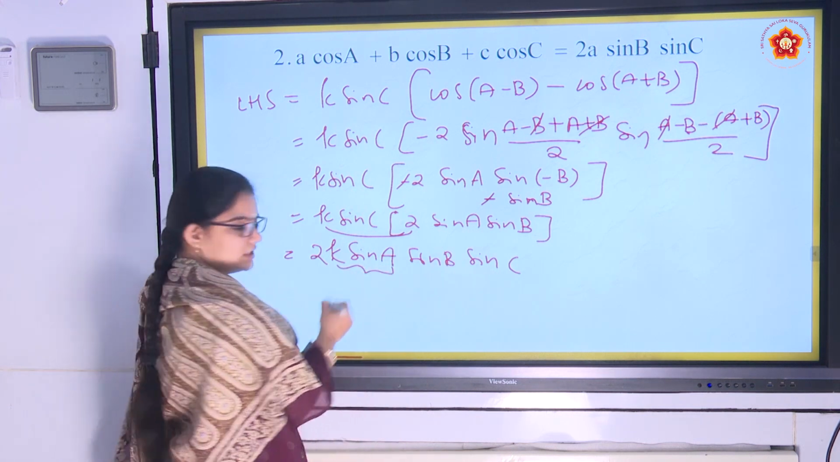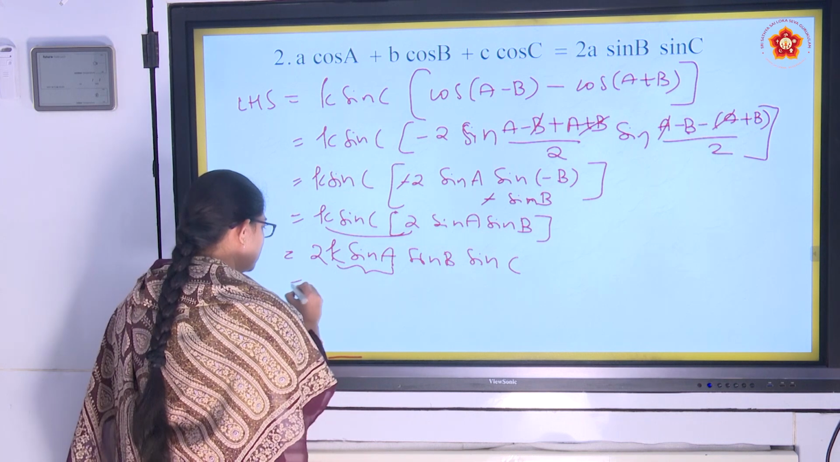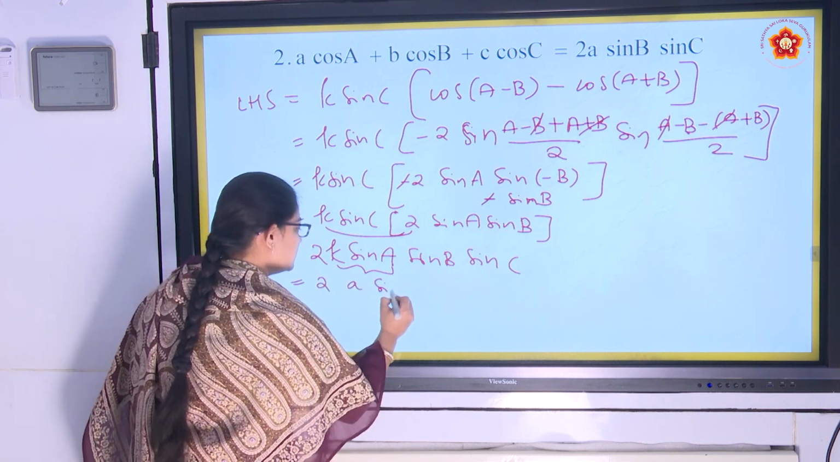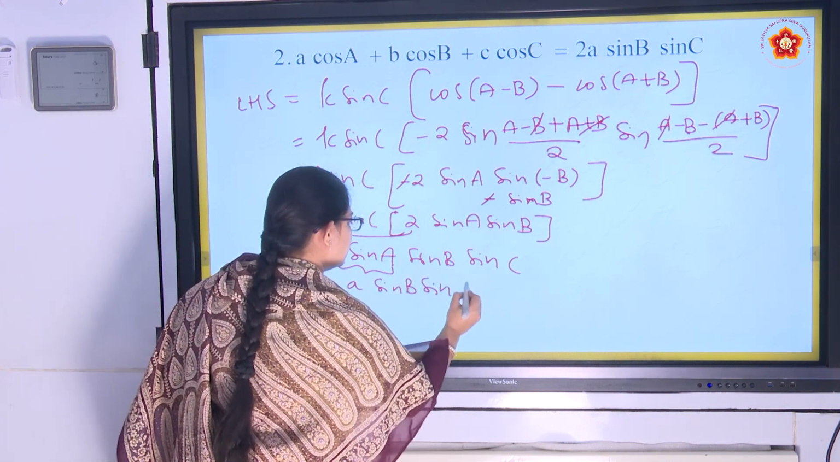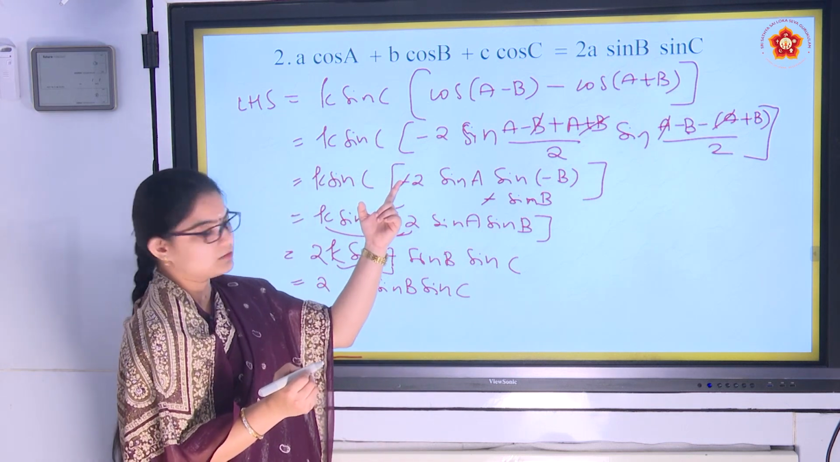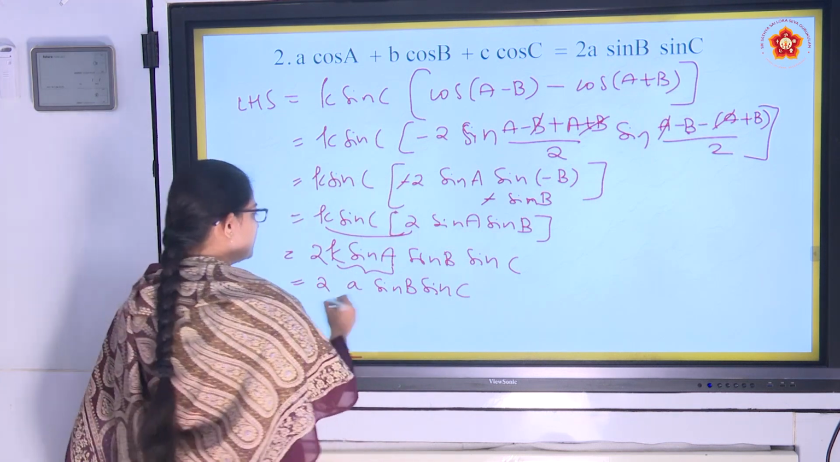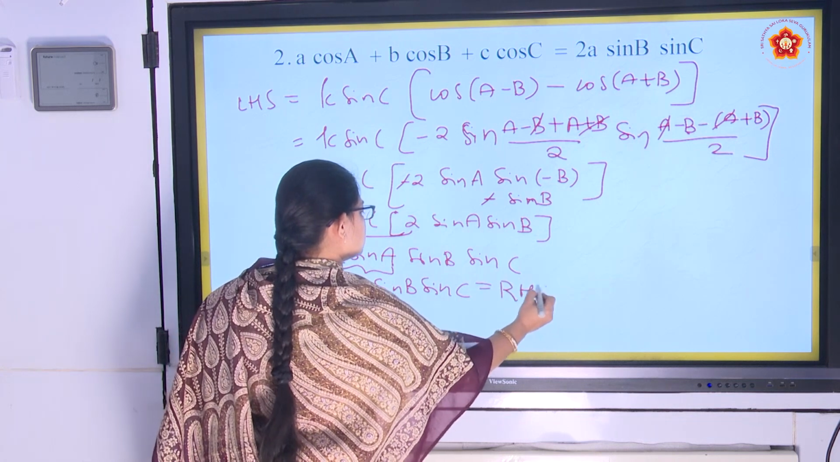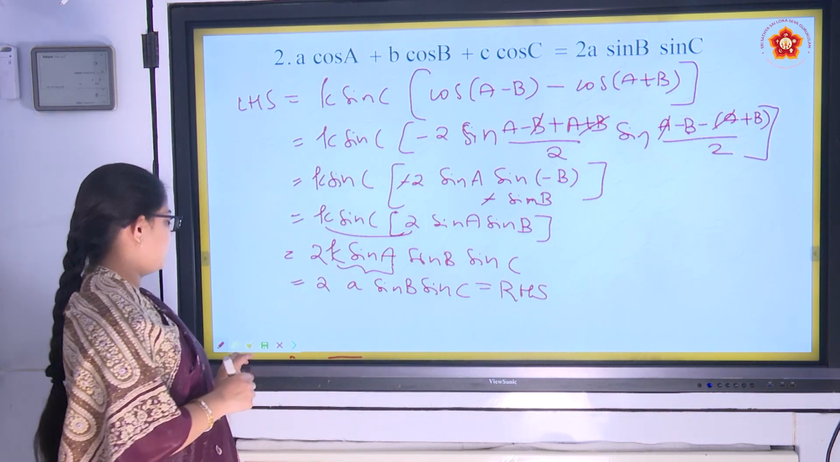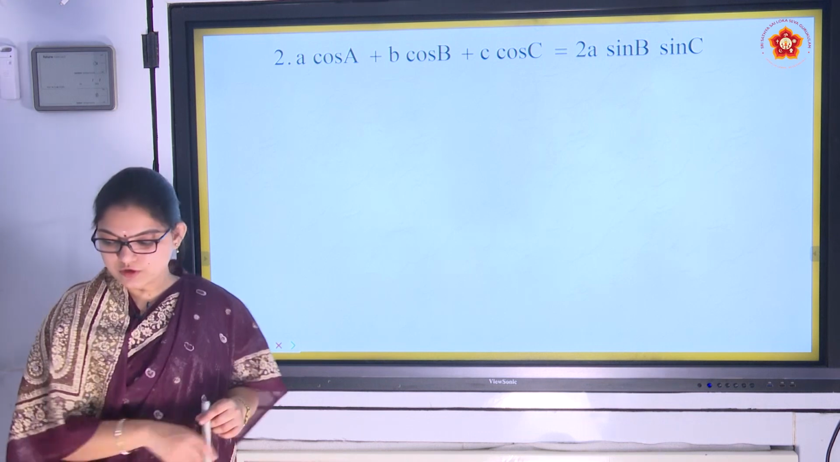So what is K sin A? K sin A is a, so that is 2a sin B sin C, which is the required proof, that is the right hand side. So let us move on to the next problem.